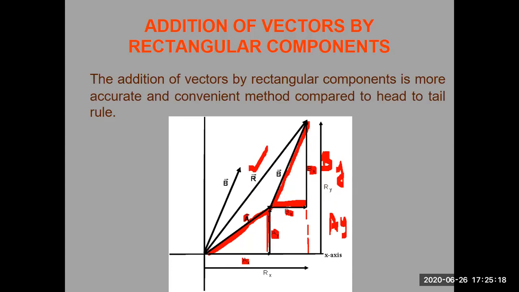First, you have to calculate the horizontal components of both vectors A and B. Then you will find the vertical components of vectors A and B. You will add the horizontal components of both vectors separately. You will add the vertical components of both vectors separately. Here it will be Rx and here it will be Ry.